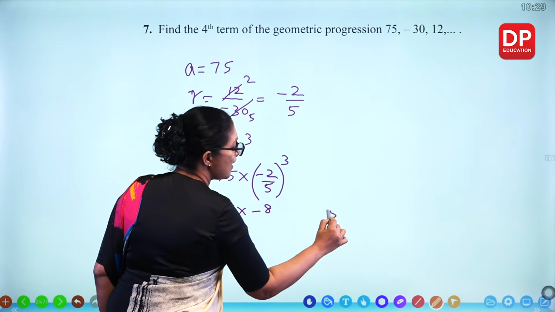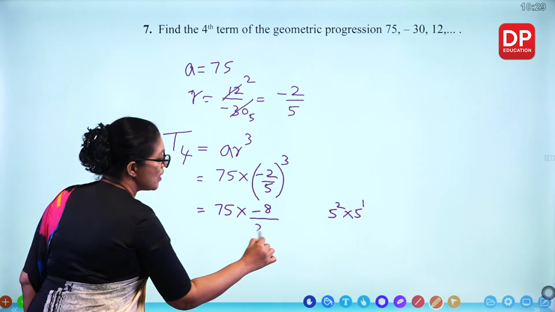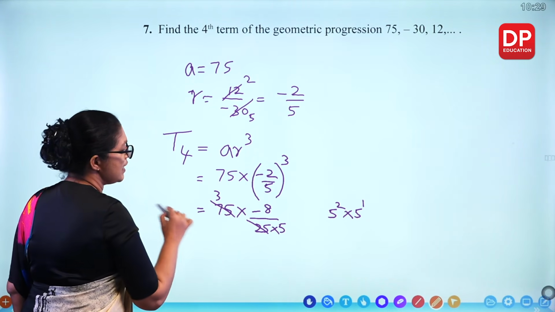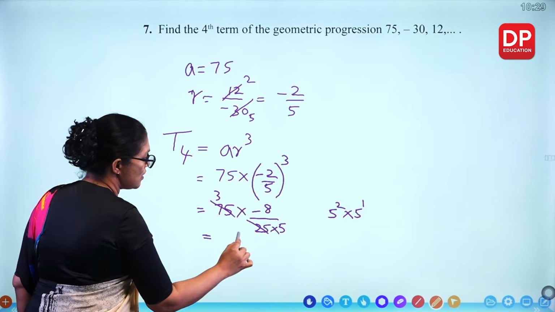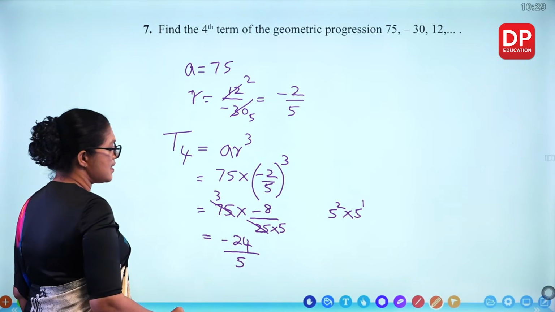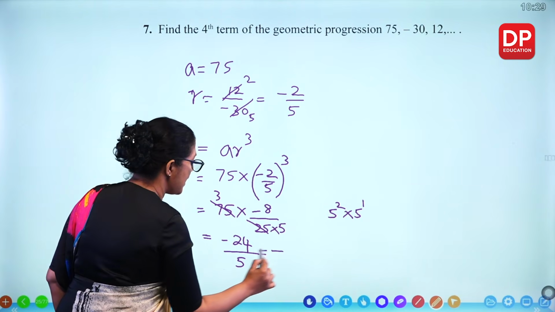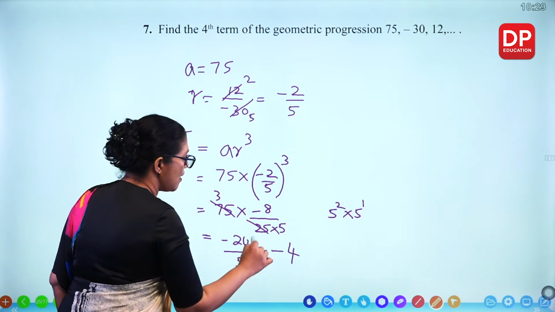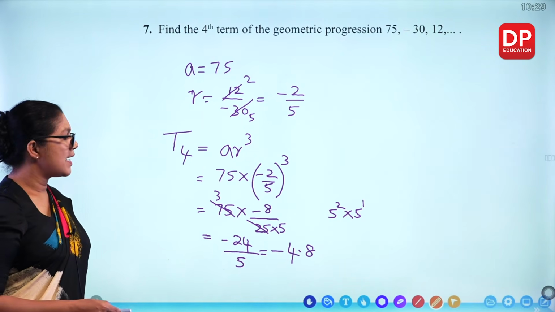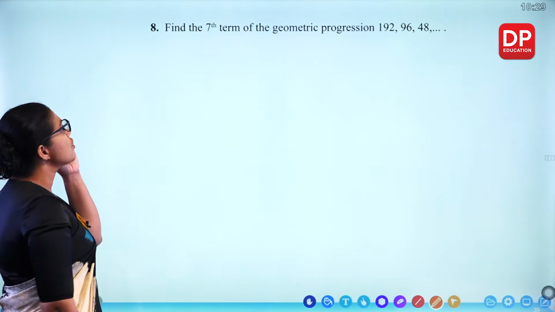5 to the power 3, I can write 5 to the power 2 and 5 to the power 1. So 5 to the power 2 is 25 times 5. 25 and 75, that's 3. 3 times 8, 24, and you get a negative answer. Divide by 5. So what's the answer? Negative 24 divided by 5. If you want the decimal answer, you can write minus 5 times 4, 20. For 40, that's 5 times 8. So the answer is fourth term is minus 4.8.